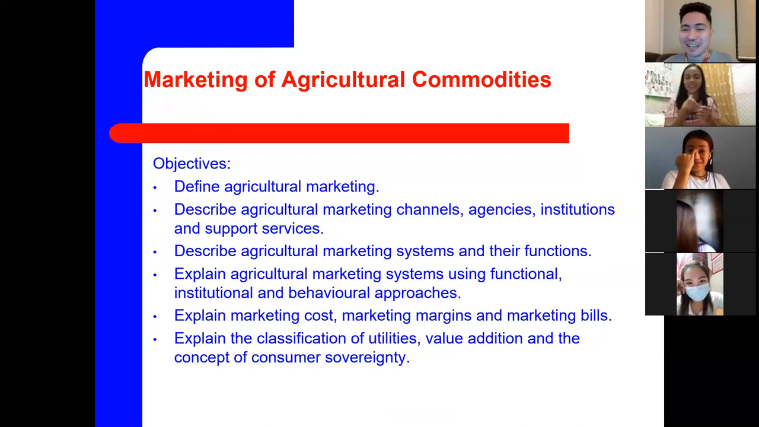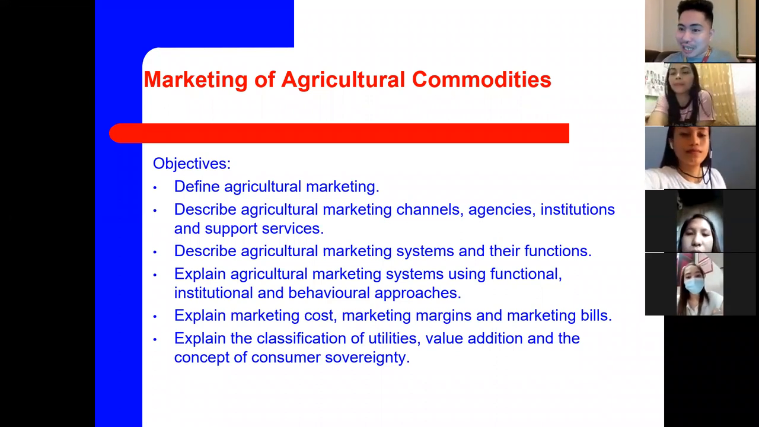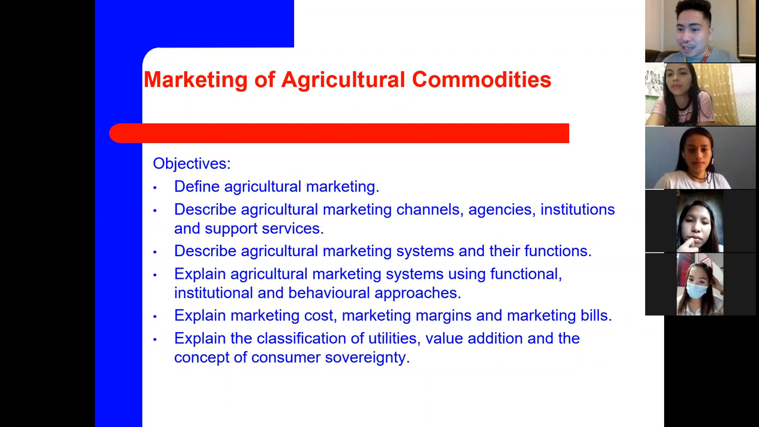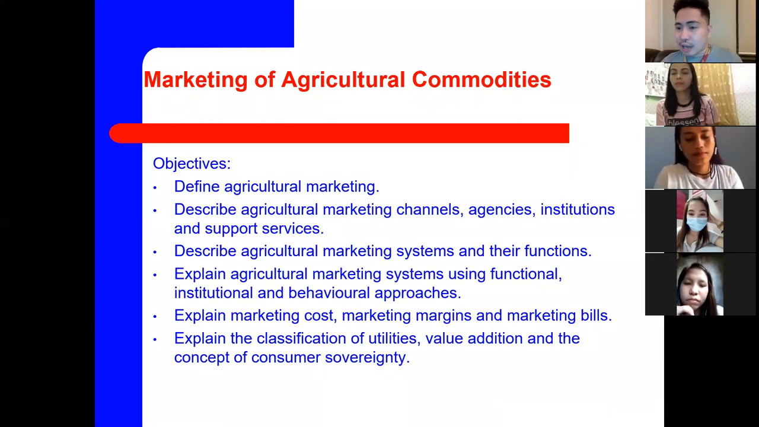Second one, describe the agricultural marketing channel. By now you might be aware of the term middlemen or marketing intermediaries, the people working between the supplier and the buyer. These are the people that serve as the bridge, or what we call a conduit, in distributing these primary commodities from the one who created and manufactured it up to the one who consumes it. In the context of agricultural marketing, we will be understanding who these people are responsible for distribution of agricultural products to consumers like us, like agencies, institutions, and support services. We will be discussing that in detail in this chapter.